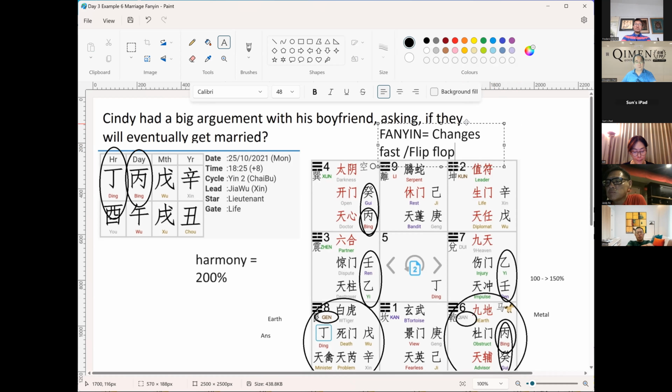But of course, we still have to look at things at the answer. Flip-flop doesn't mean it's good or bad. It just tells us that it changes fast, that's all. And it's always flip-flopping.